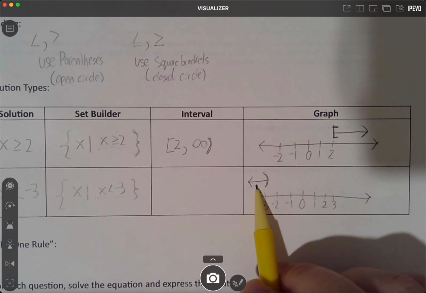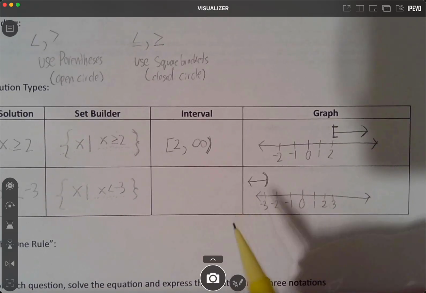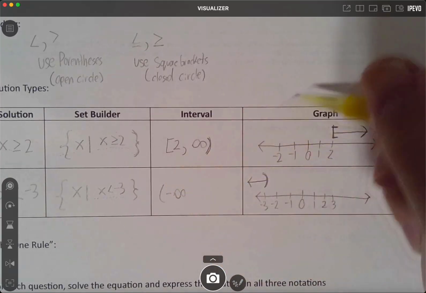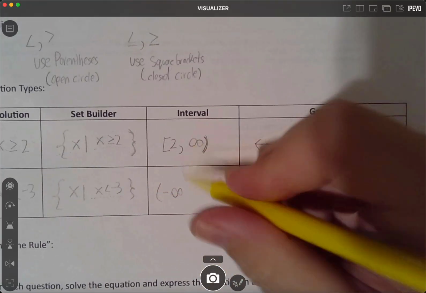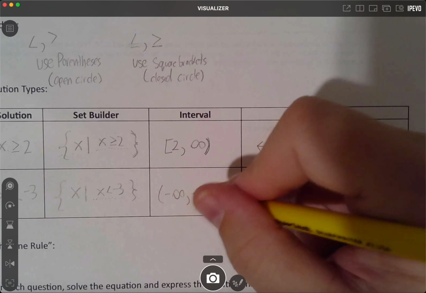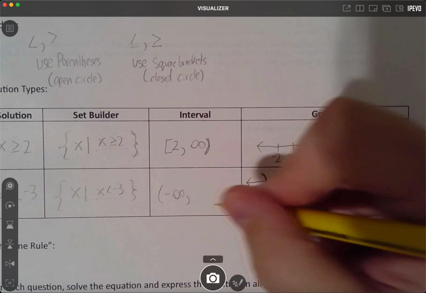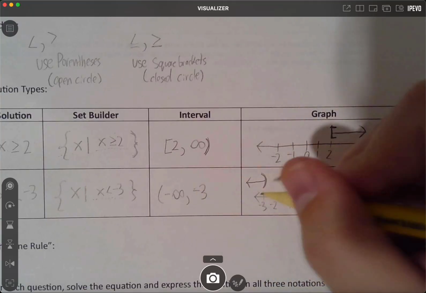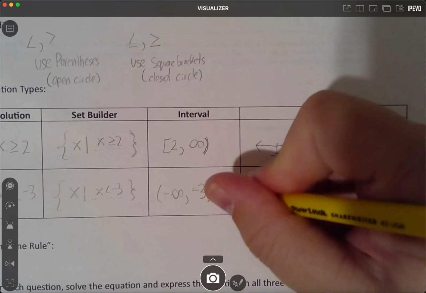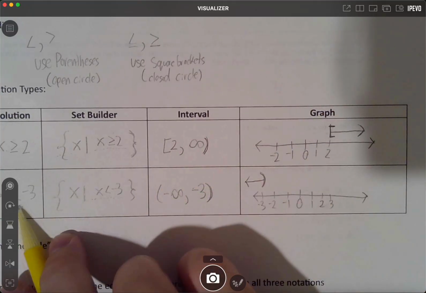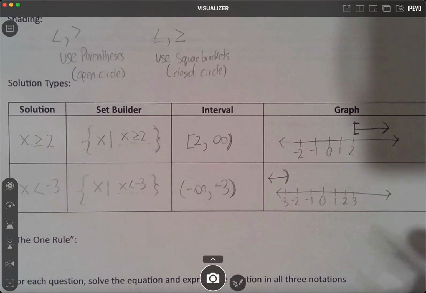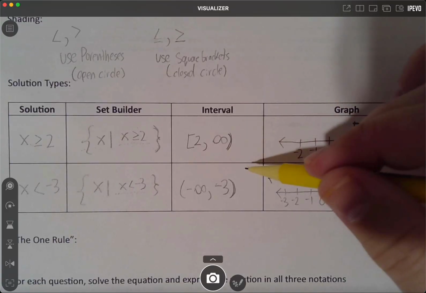So when I look at this graph, what's its least value? Well, its least value is negative infinity. It goes left forever, negative infinity. And then comma for everything in between. And then what's its highest value? Well, its highest value is negative 3. And then what symbol do I put on it? A parentheses, because I cannot be negative 3. I can only get close to it. All right. And there we go. We've just learned interval notation.